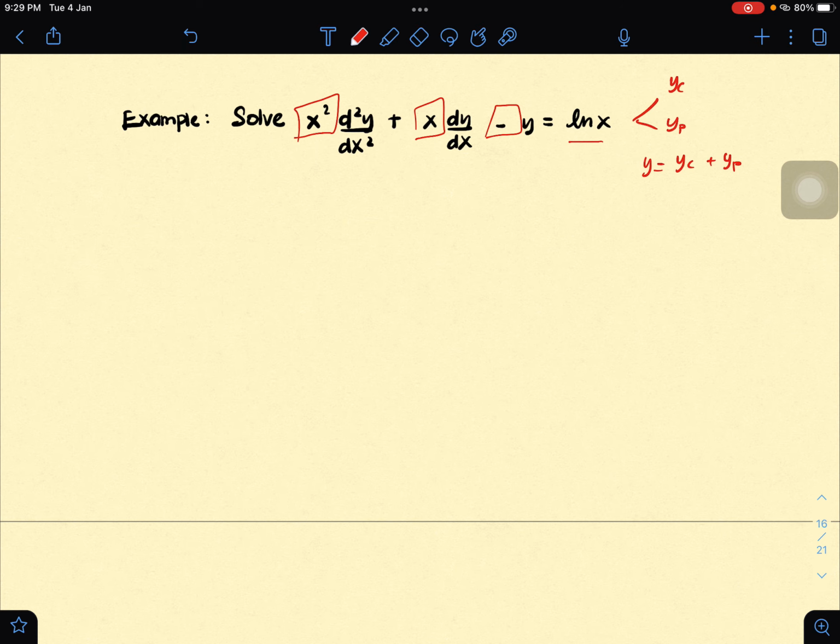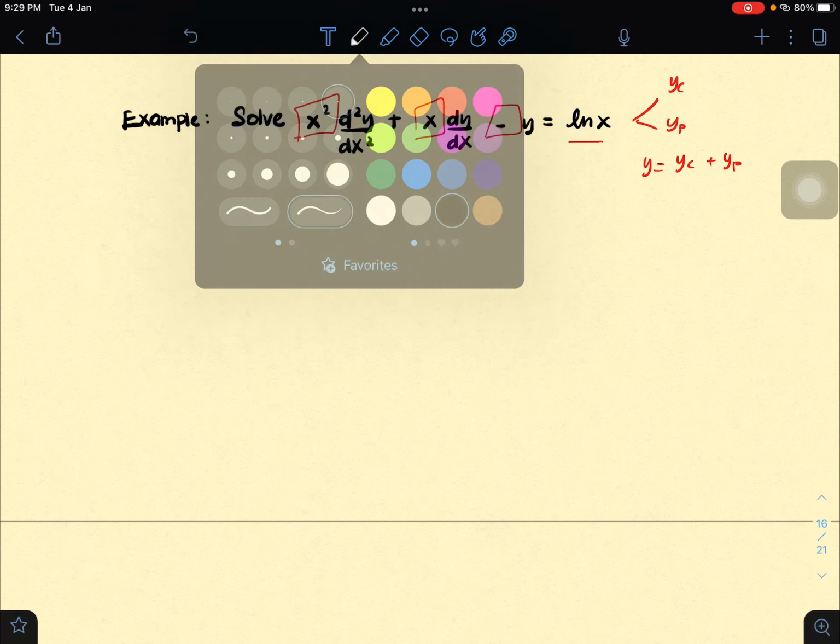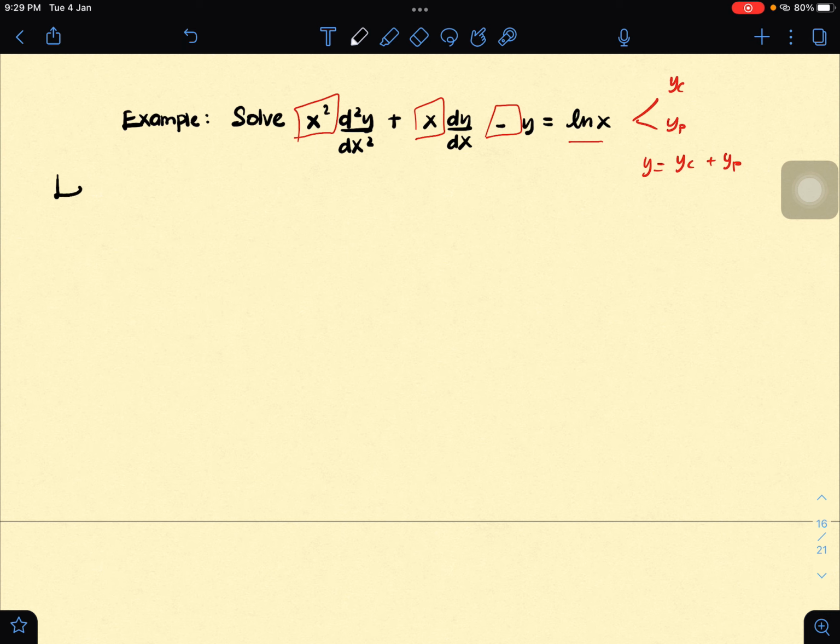To find the yc, we will first let y equal x to the power of m, and you need to check that in the equation you have y, y prime and y double prime, which means you need to find the value of y, y prime and y double prime. You already have y here, so we differentiate y to find y prime, we get m x to the power of m minus 1, and again we differentiate y prime to get y double prime, which is m times m minus 1 x to the power of m minus 2.